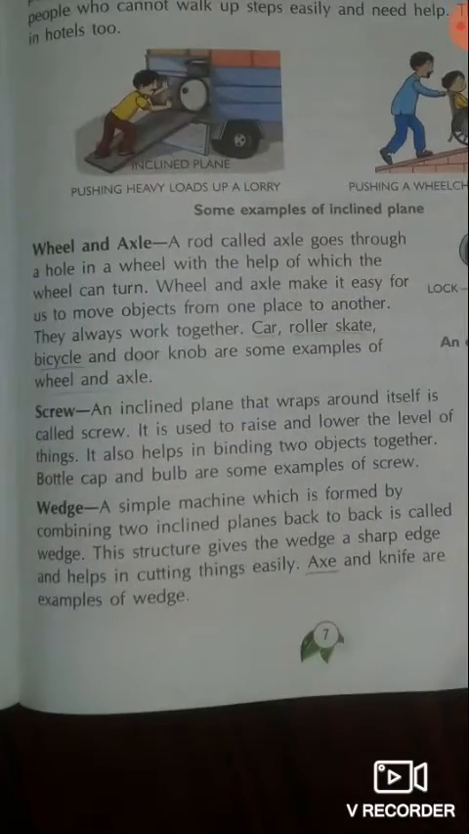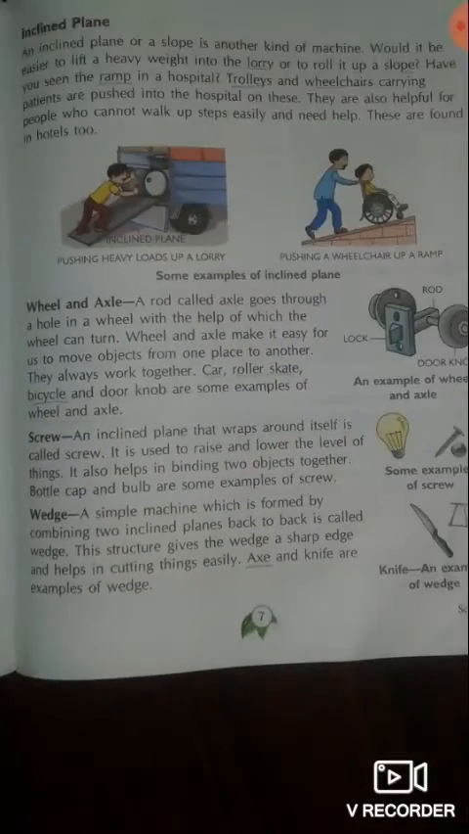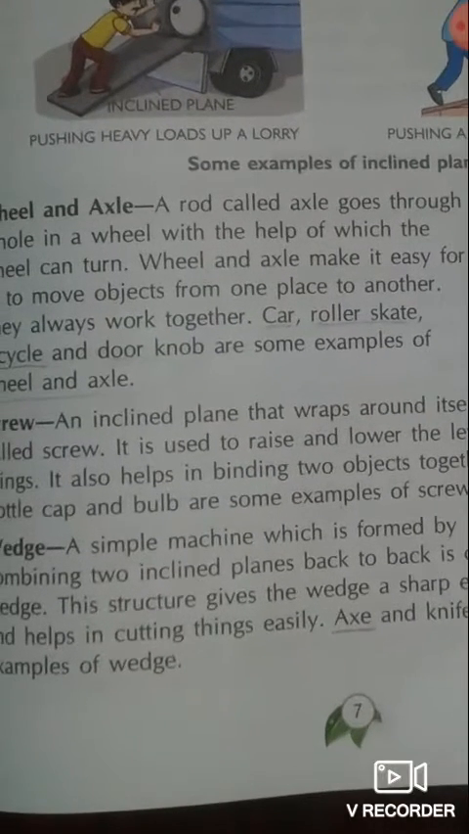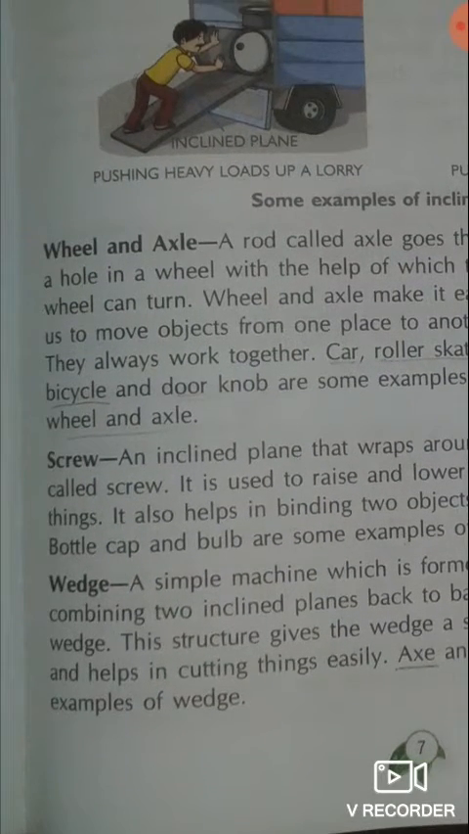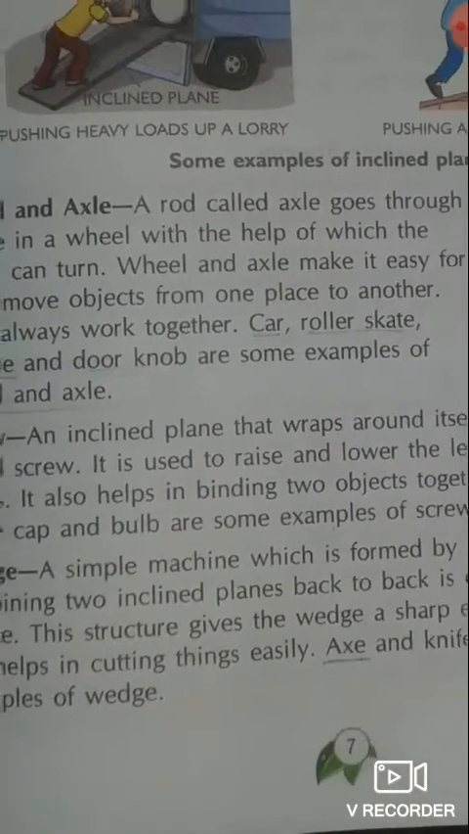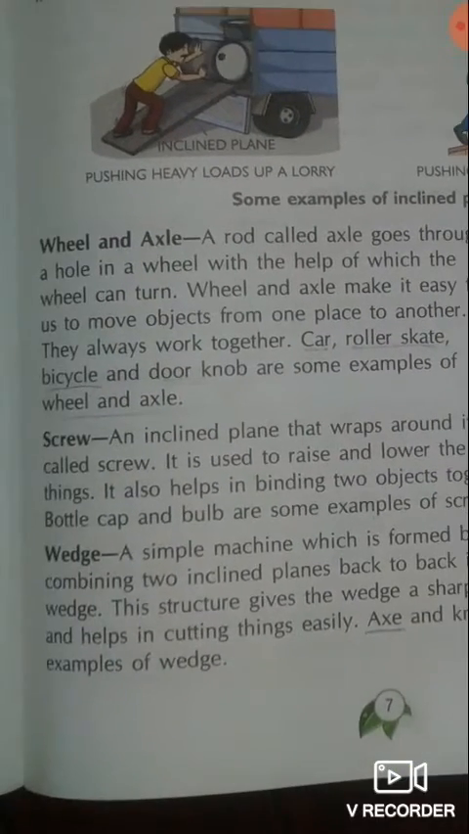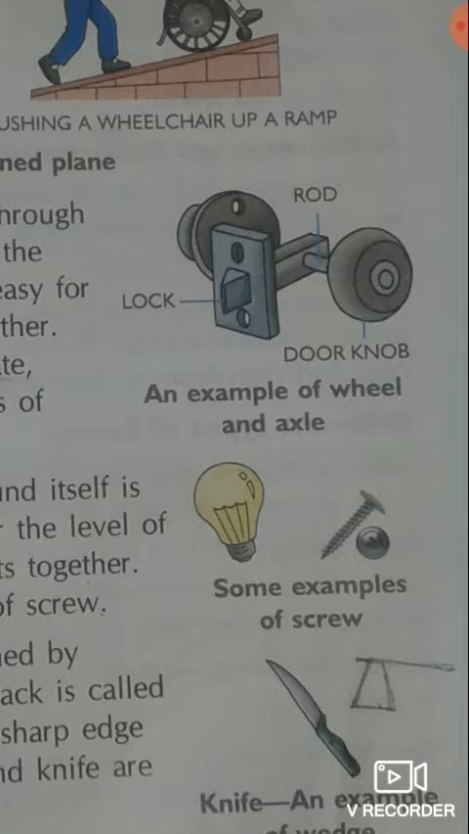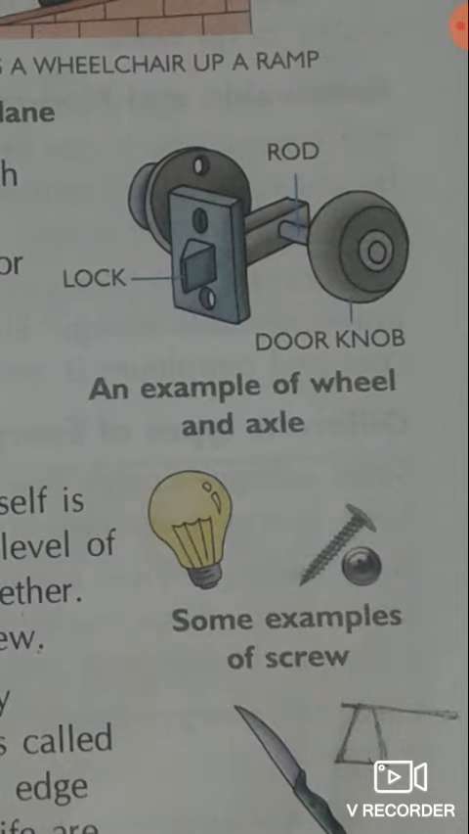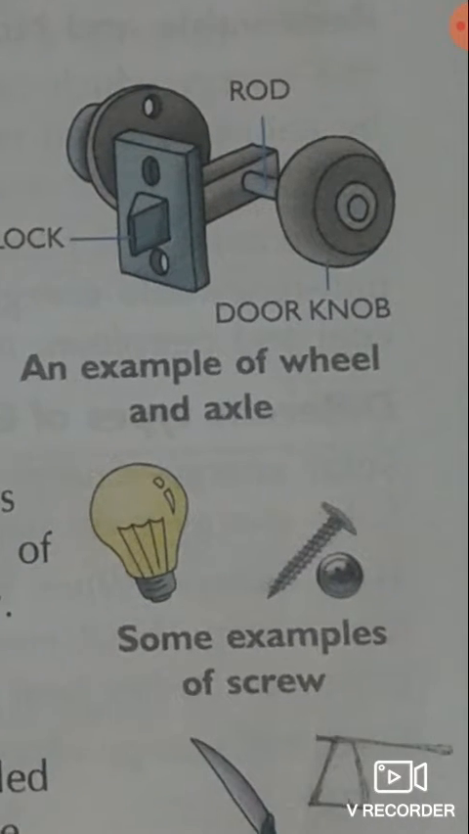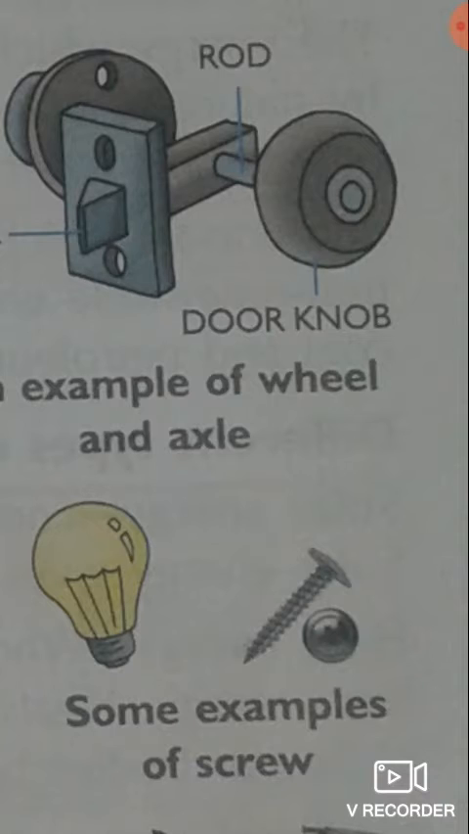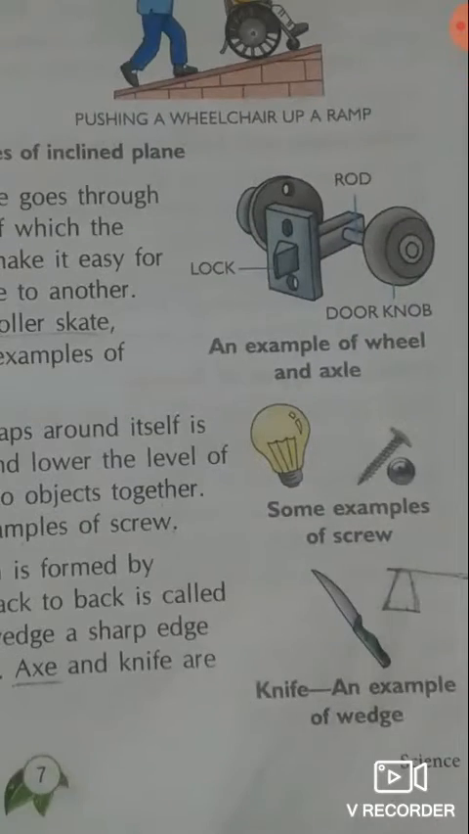Okay, next is wheel and axle. Wheel and axle is another simple machine. A rod called an axle goes through a hole in a wheel with the help of which the wheel can turn. Here you can see in the picture one rod is there. Okay, this is long, and one wheel is there where a hole is there. This rod will enter into the hole of the wheel.